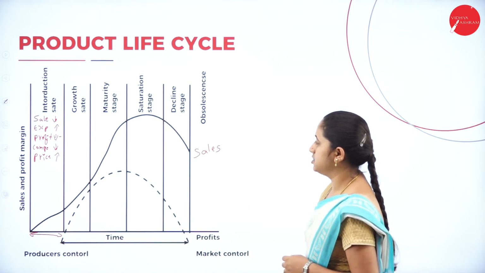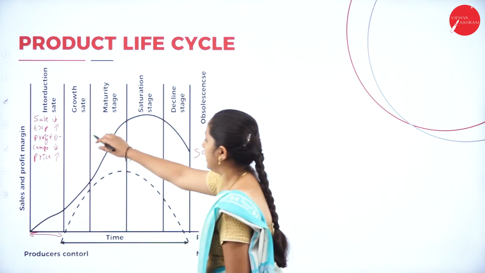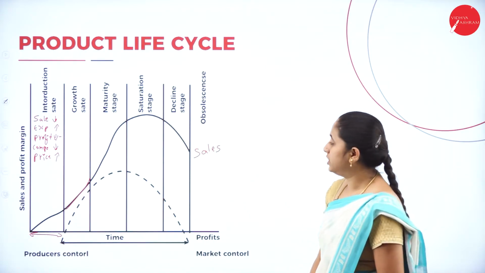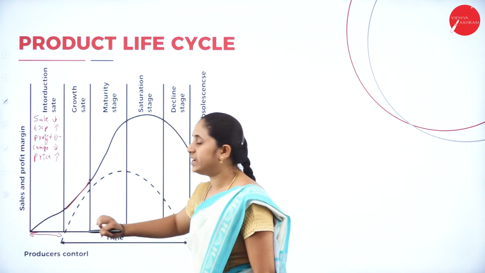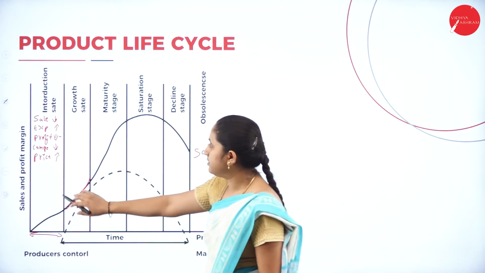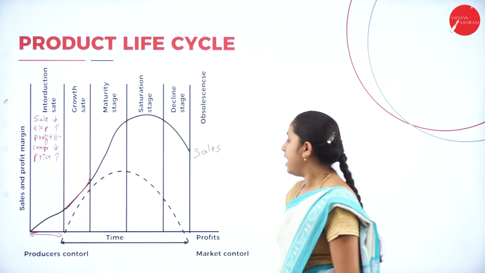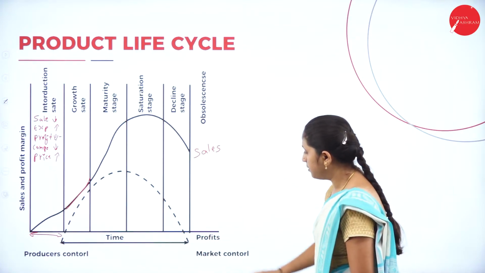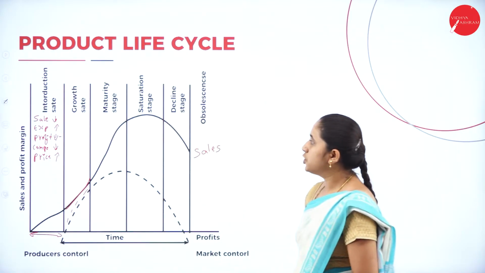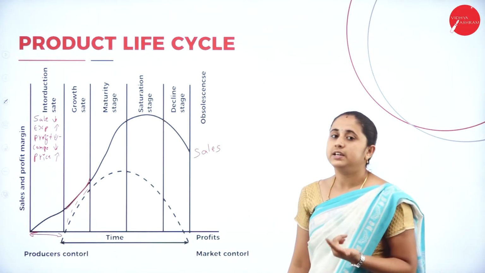Next, the growth stage. This is the second stage of the product life cycle. In this stage, sales are increasing rapidly. In the introduction stage, we put in more promotional activity and distribution effort, so that as a result, in the growth stage, sales are increasing, as well as profit. Profit is also increasing. So in the growth stage, sales increase rapidly and profit increases.